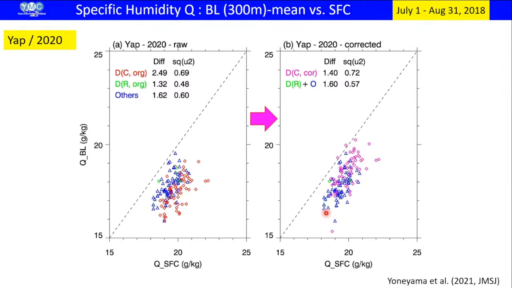Oh, I'm sorry, this is not the correct time period, but just for 2020. Okay, yeah, this period. I'm sorry. Anyway, we obtained the corrected value for sounding data at YARP and Palau. I will not show the Palau case, but the figures are almost the same. So using the technique developed for the 2018 field campaign in the Philippines, we applied the same correction procedure to the data obtained in 2020.